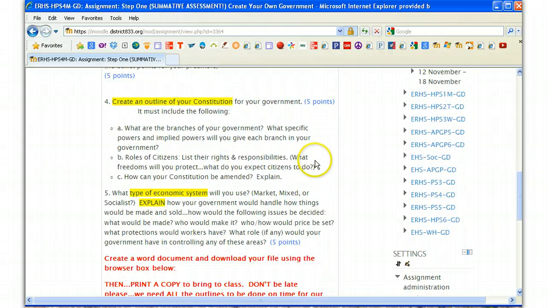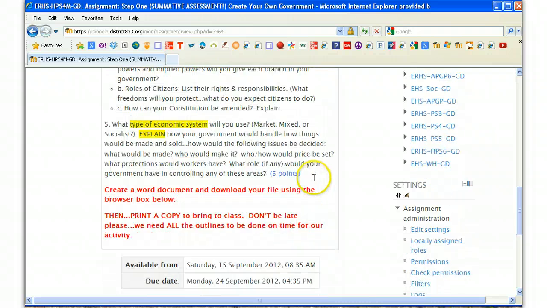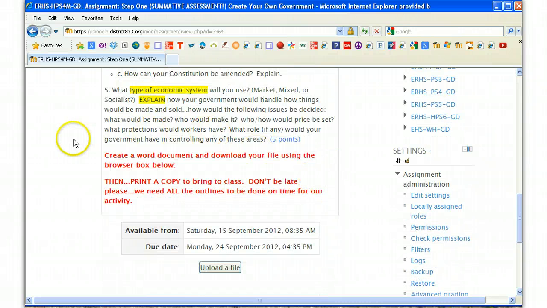Once you've done all that, you're going to make a basic outline of your Constitution. What are the branches of your government and specific powers will you give to the branches of your government? Next, what are the roles of the citizens? What things did you expect citizens to do? And last but not least, you have to say how your Constitution can be amended. And finally, what kind of an economic system will you use? And that was part of the lesson 2 from week 2.